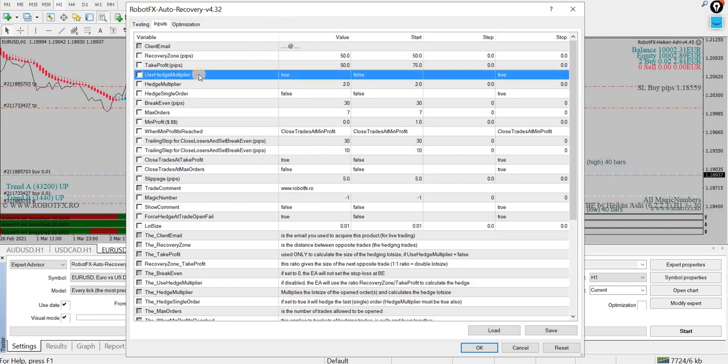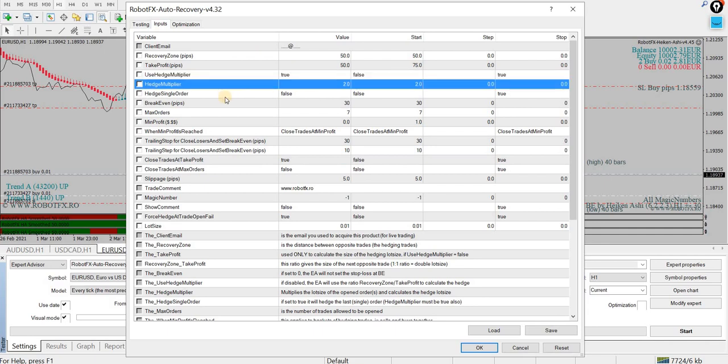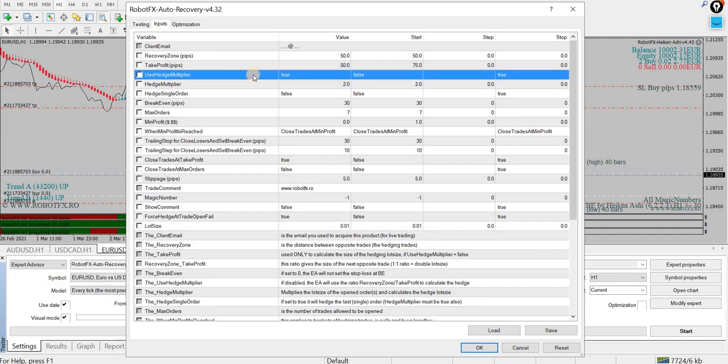Now, we have the option to use a hedge multiplier, and I'll start with the easy part. If it is set to true, then the opposite, the pending hedging order, will have a lot size equal to the previous, not to the previous, to the, it is a little hard to explain. So again, if you are not familiar with our product, I will just show you.